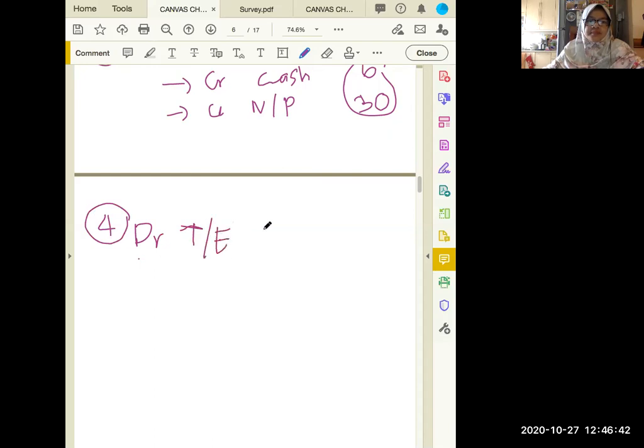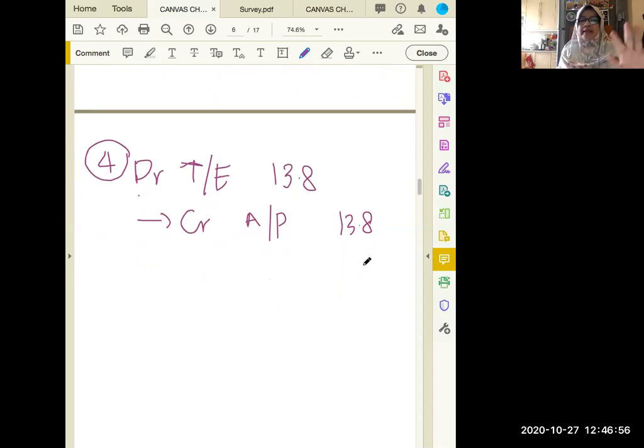All right, you debit your tools and equipment. How much is it? 13.8. And then you credit, remember, your accounts payable. How much? 13.8 also. So in this case, your debit and credit are okay. You know that your tools and equipment is your asset. Increase in asset, you debit. Accounts payable is a liability. Increase in liability, you credit the account. It goes back to your basics.